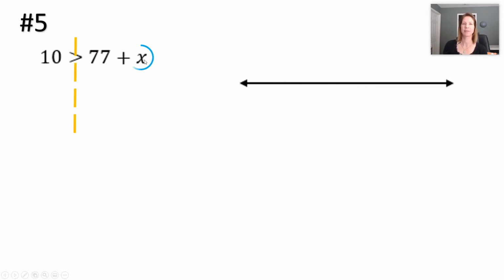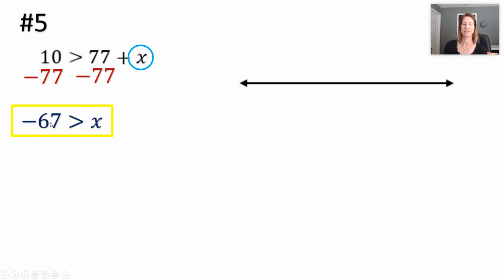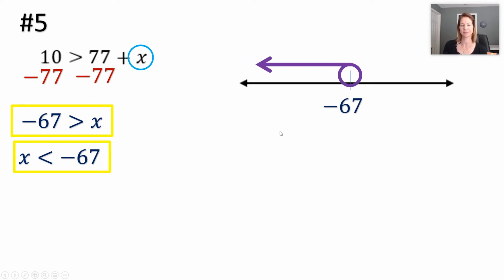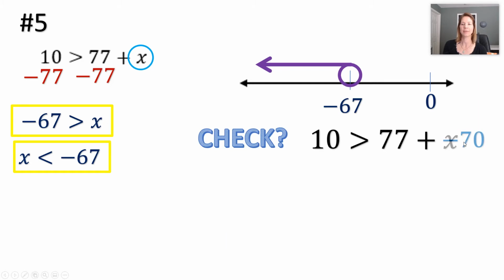Well, on this one, the variable is on the right side, so we need to undo this one with a minus 77. This would be subtraction. You'll get negative 67 is greater than x, or to rewrite it, x is less than negative 67. So to graph it, we're going to do an open circle at negative 67 pointing to the left. And to check it, 0 is greater than negative 67, so we have to choose something less than negative 67. I'm going to plug in negative 70, that's over here. If we check it, 10, this simplifies to 7, and 10 is greater than 7.